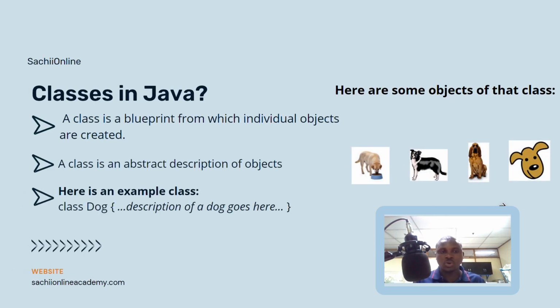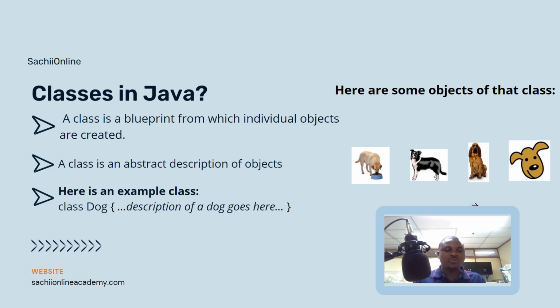So let's just talk about classes in Java. I'm just going to introduce you to classes so that we can understand these objects in Java. How do they work? Where do they come from? A class is a blueprint from which individual objects are created. So for you to create an object, you need what we call a class. A class is an abstract description of objects. So in Java, for you to create an object, you need a class. A class itself is the blueprint from which we can create objects.